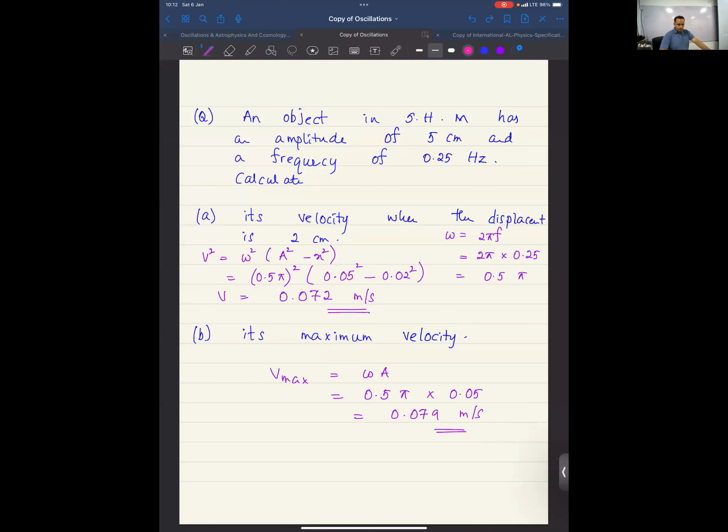Right, so guys, omega is using 2 pi f. 2 pi into 0.25, omega is 0.5 pi. Then using the equation v squared equals omega squared into (A squared minus x squared), I'm getting v as 0.072 meters per second. That's part A. Then part B is its maximum velocity, which is using omega A. Omega is 0.5 pi into A, which is 5 centimeters, that's 0.05 meters. That is 0.079 meters per second.